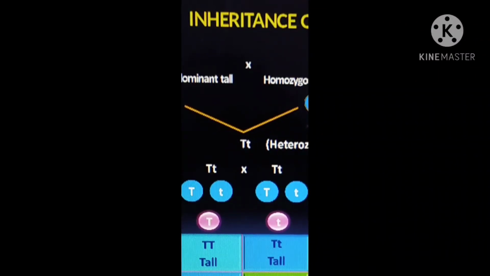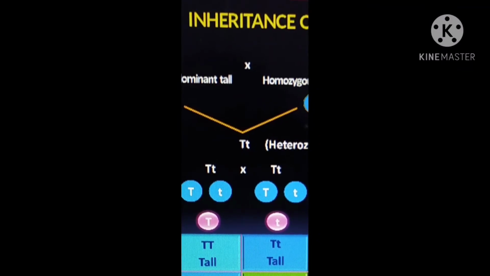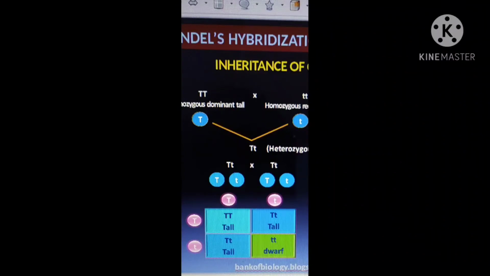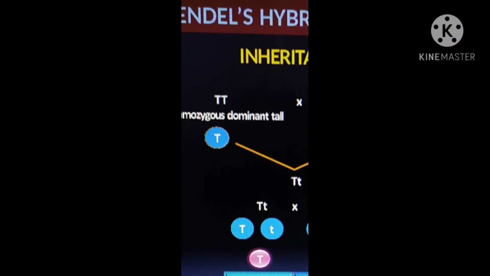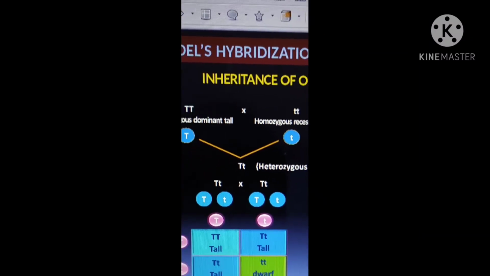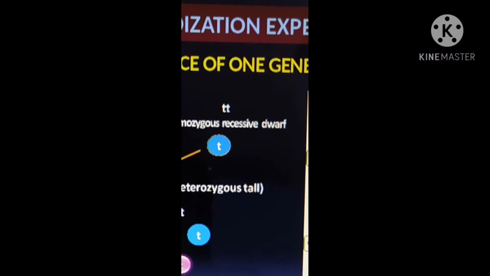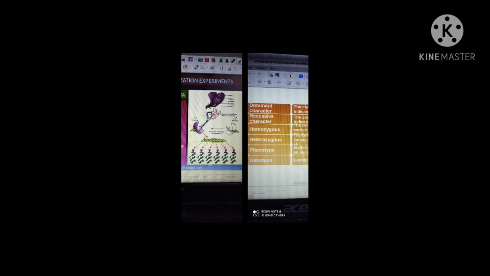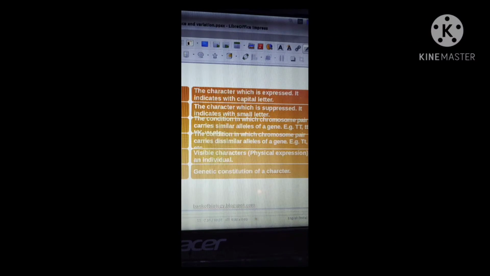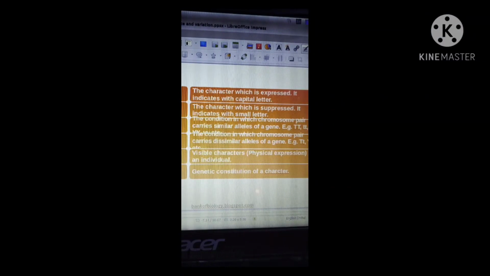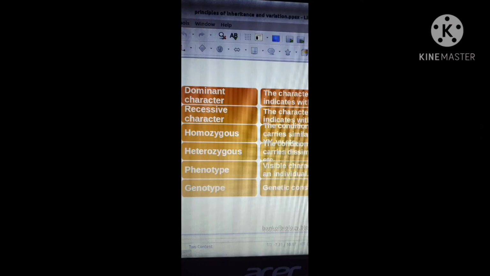Clear? The character which appears is a dominant character, and the character which does not appear is a recessive character. That is why he used the terms homozygous dominant tall, TT, and homozygous recessive dwarf. Recessive is the character which gets suppressed in the presence of a dominant character. So the dominant character is the expressed character, and the recessive character is the suppressed character which is not shown.